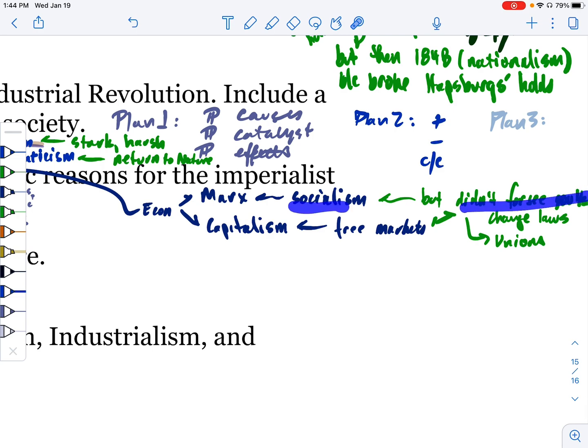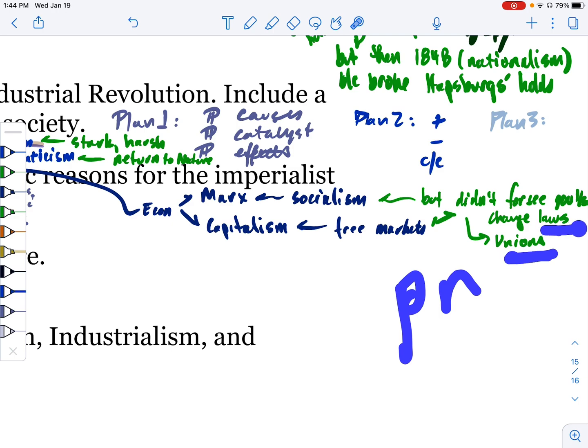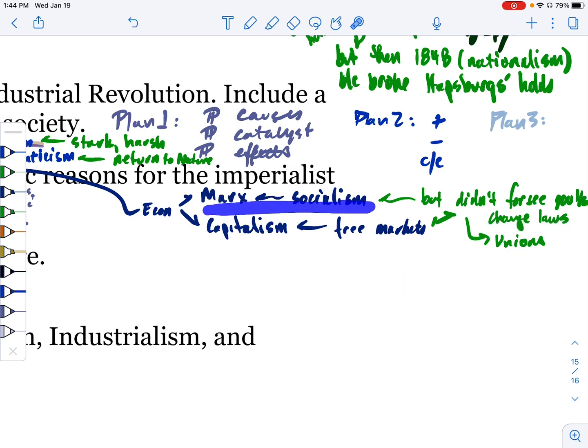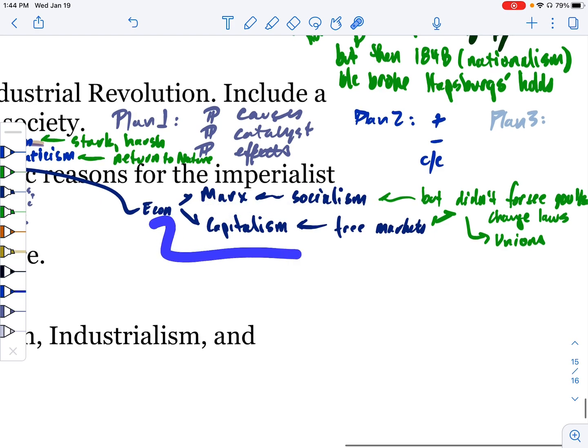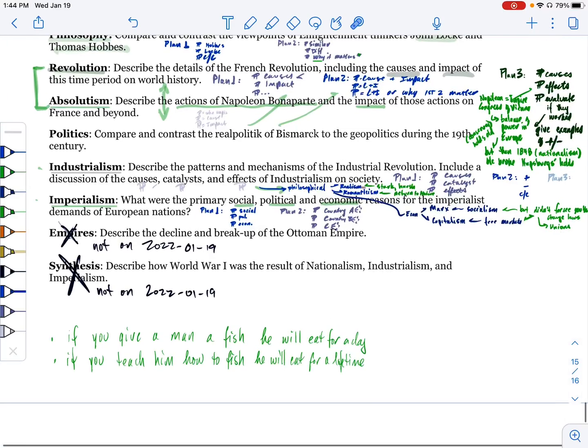What he didn't foresee was that unions will form, governments will start to change laws to protect the working class, the proletariat. They will create laws to protect the proletariat. Marx did not really foresee that. Right? Another economic response isn't necessarily the right word because it goes all the way back to the idea of mercantilism in the age of exploration, but capitalism is a response to industrialism.